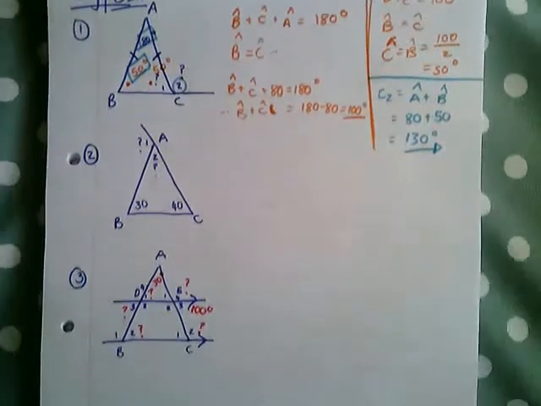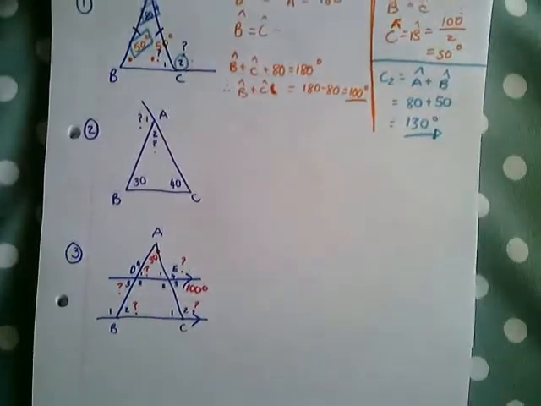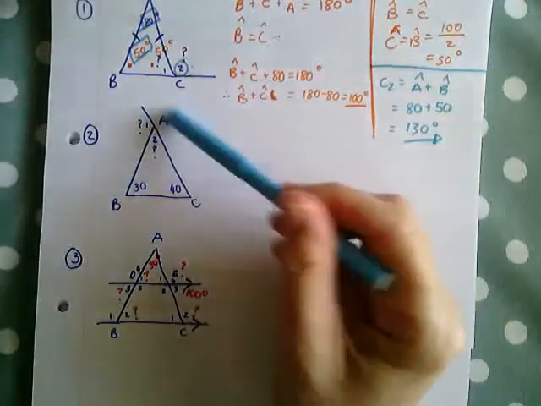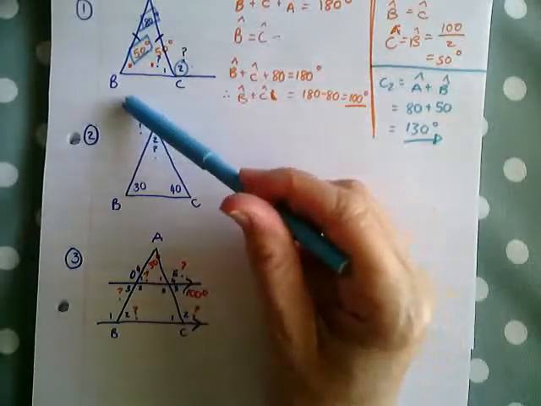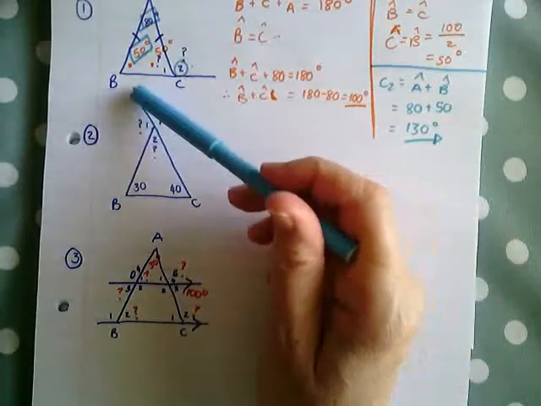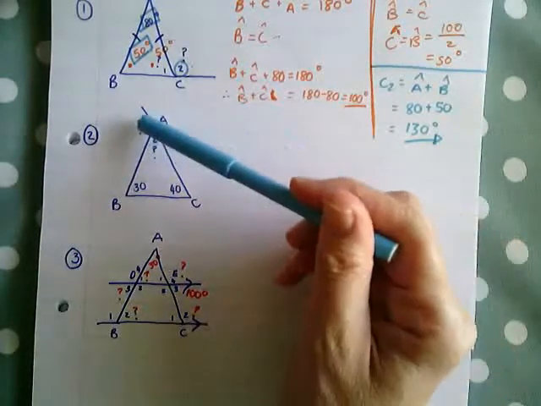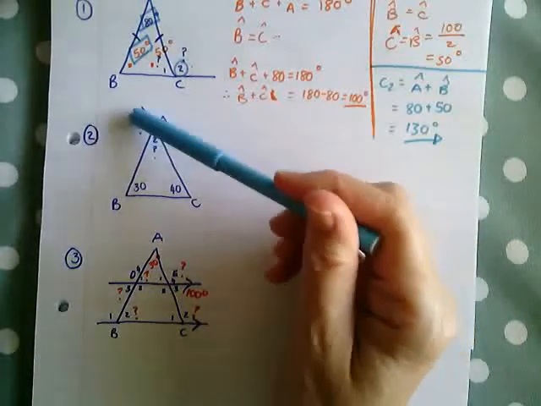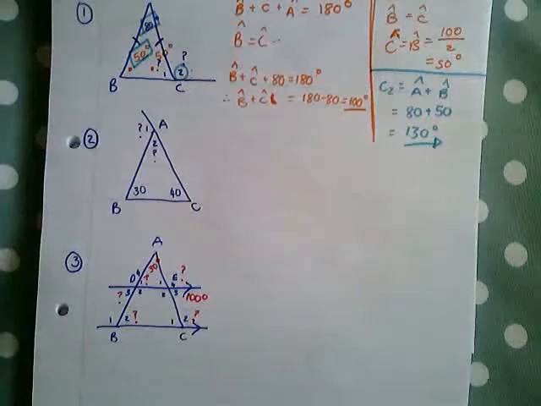Okay, the next one. So we have triangle ABC. There's an external angle formed at A because of the extension of that side. So we have A1 there and A2, and both of them are asked. So we're going to start with A1.